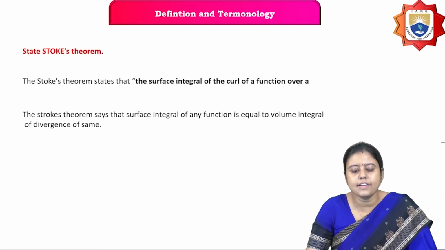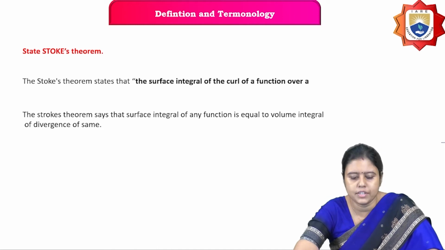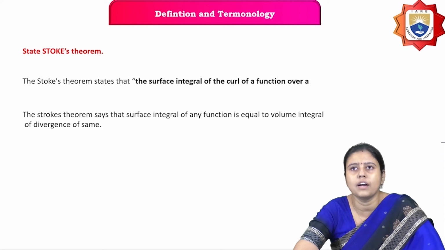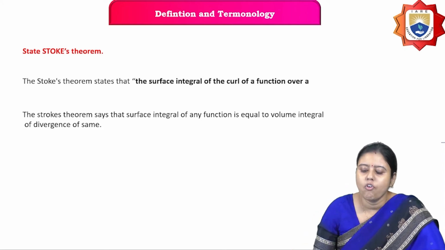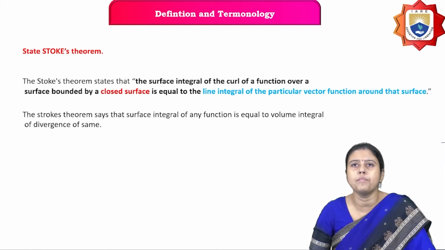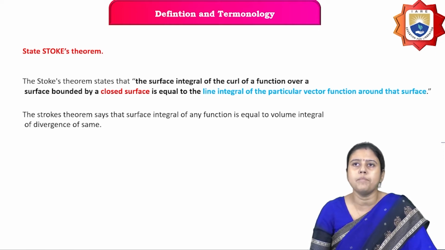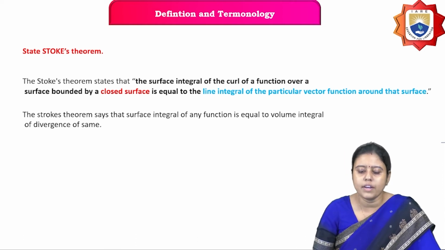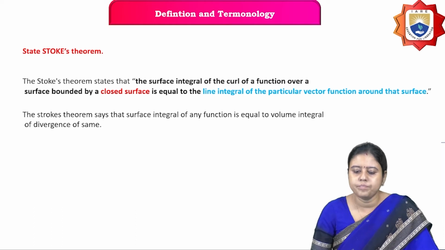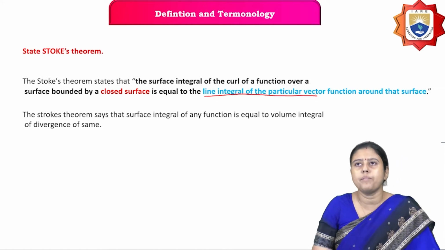Next, state Stokes theorem. Stokes theorem is very, very important for all chapters. Stokes theorem states that the surface integral of the curl of a function over a surface bounded by a closed path is equal to the line integral of the particular vector function around the path. So the one important term is the line integral of a particular vector.